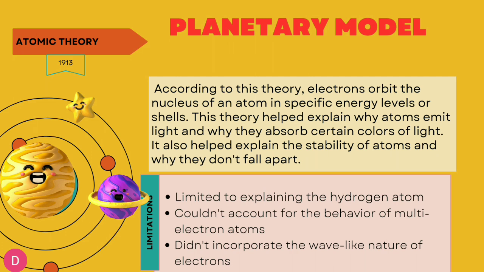Now let's have a look at the planetary model. According to this theory, electrons orbit the nucleus of an atom in specific energy levels or shells. This theory helped to explain why atoms emit light and why they absorb certain colors of light. It also helped explain the stability of atoms and why they would not fall apart.